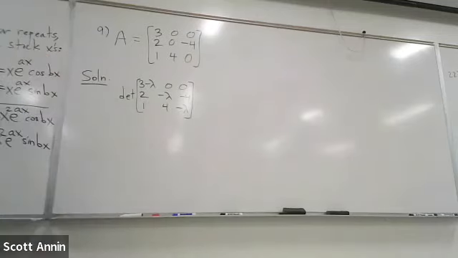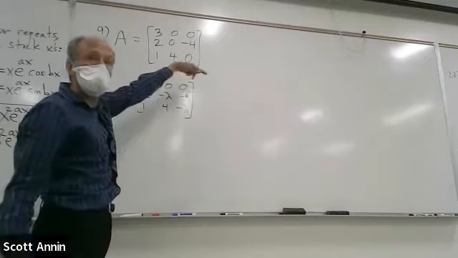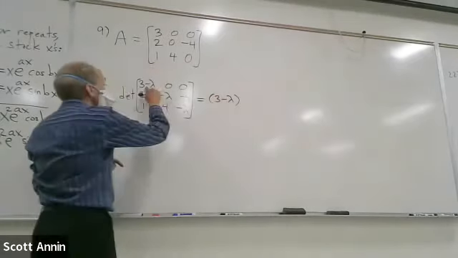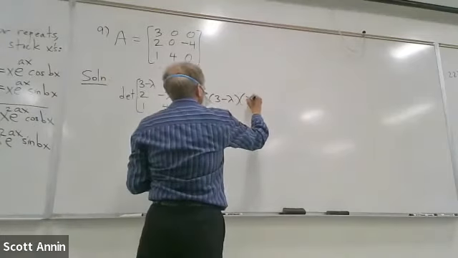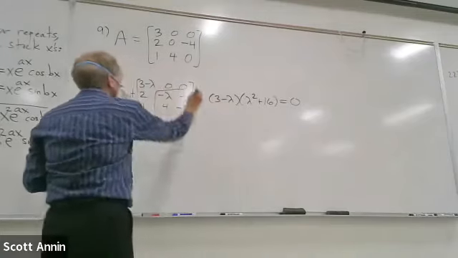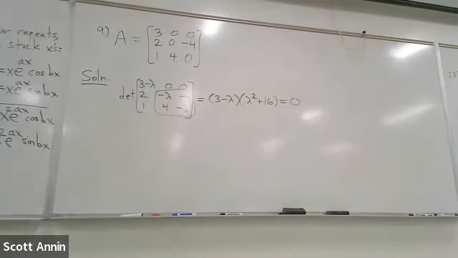Cofactor expansion, first row. The first row is favorable to us, right? Because of the zeros that are there. So we could cofactor expand the first row. We have a 3 minus lambda. And then we have a little 2 by 2 submatrix. And you can do the determinant of the little submatrix. You're going to get lambda squared plus 16.